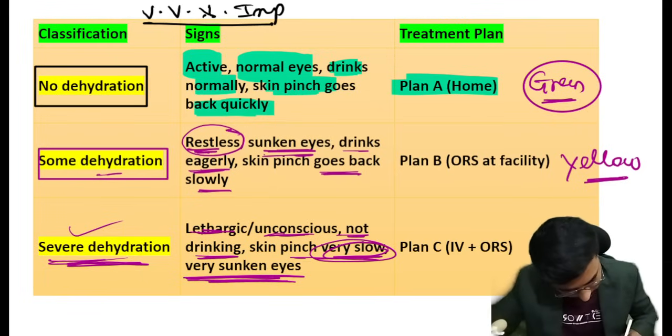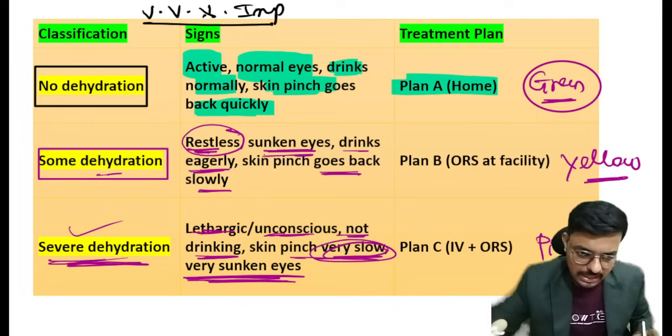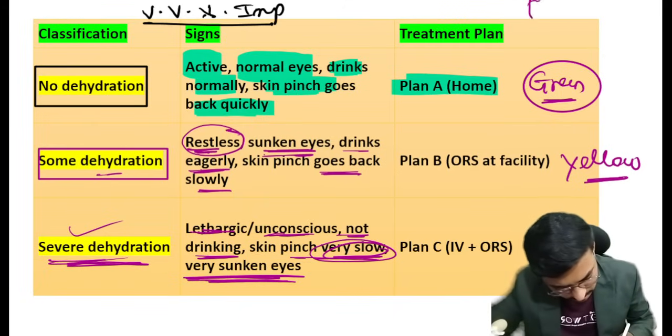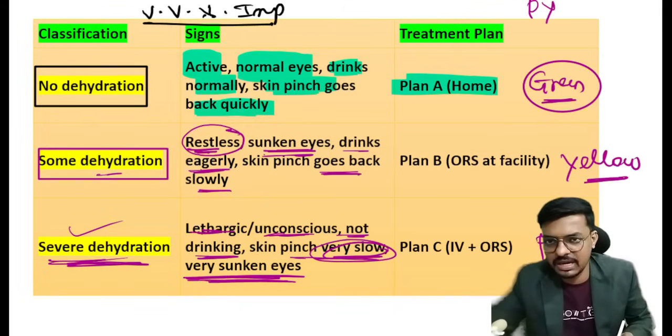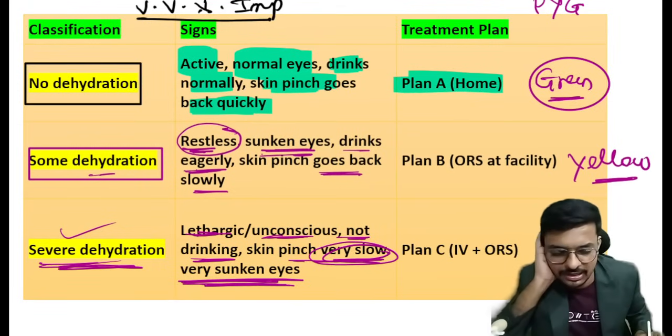Remember, three color codings we have in the IMNCI: one is pink, one is yellow, another is green. You have read the spelling of the pig, that is PIG. Now I am teaching you the new pig, that is PYG. Pink color, yellow color, green color. Beta, red color is not a part of the IMNCI.